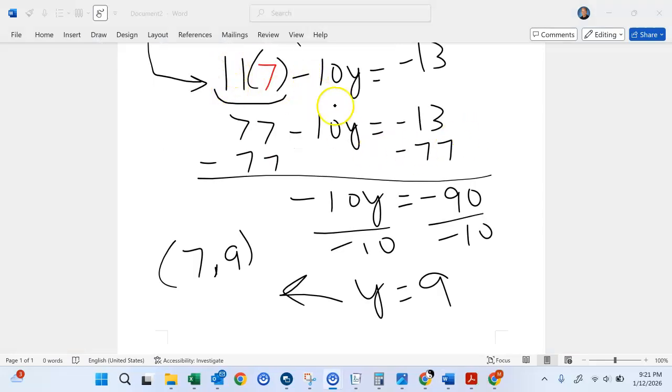Okay, so I'm about to run out of time on the video, so I just want to show you what we have here. When I put in the 7 for the x into the top equation, I get that. I then get 77 minus 10y. We subtract 77 from both sides, and then finally divide both sides by 10, and we get y is equal to 9. For a final answer, remember x was the 7 and y was the 9.